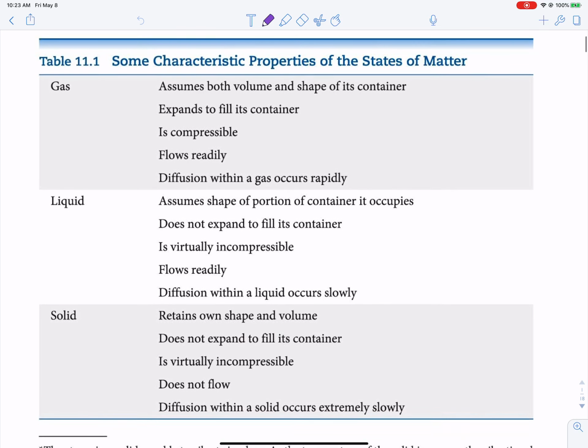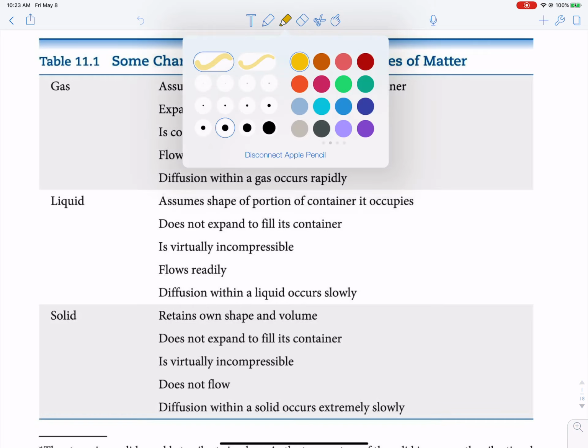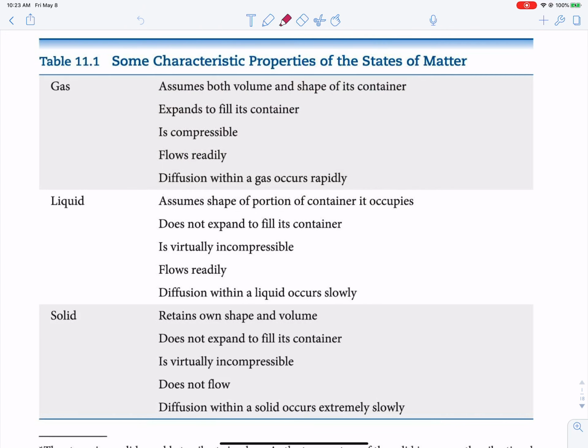So this first table here, taken from another textbook, goes over the characteristic properties of the different states of matter. And most of these you already know. I'm just going to highlight a few of them, mostly which ones they have in common. One thing is compressibility, right? So when we look at liquids and solids, they have a lot of the same characteristics in that they are virtually incompressible. It means you can't make the volume any smaller, and they do not expand to fill their container.